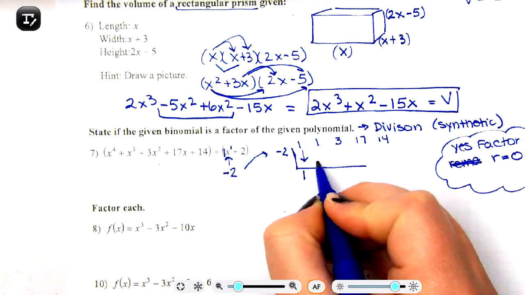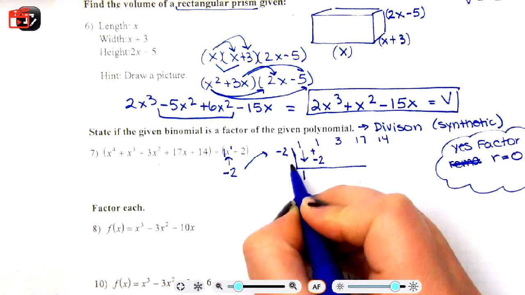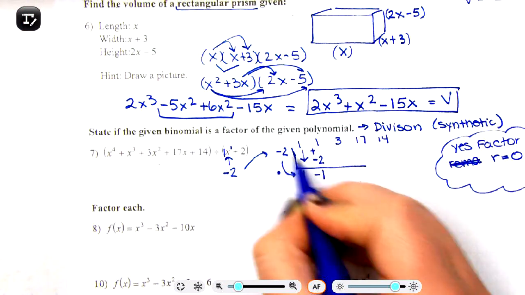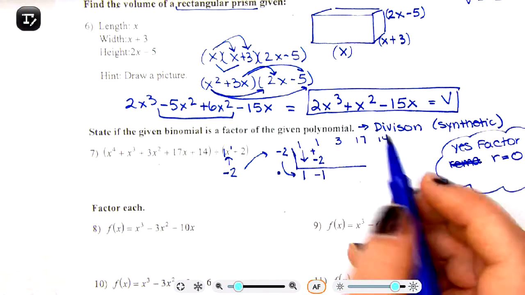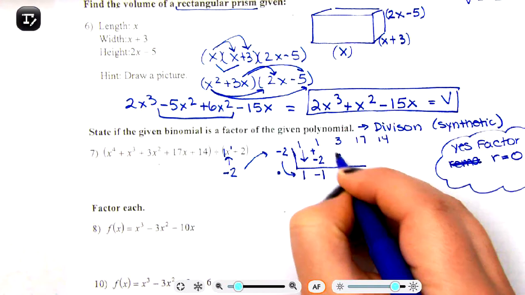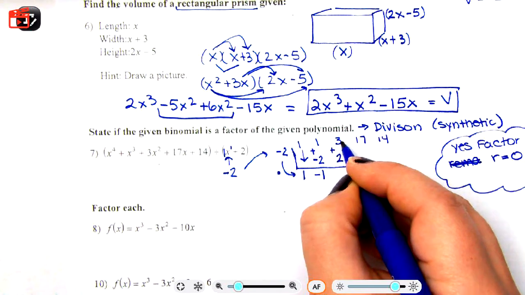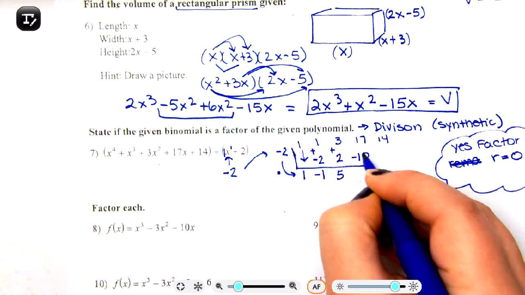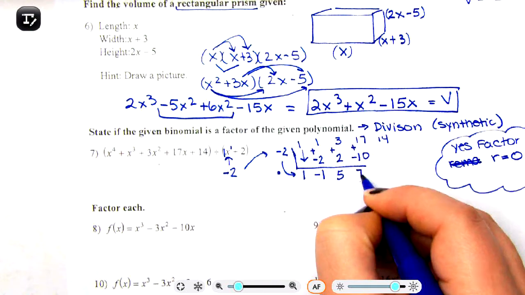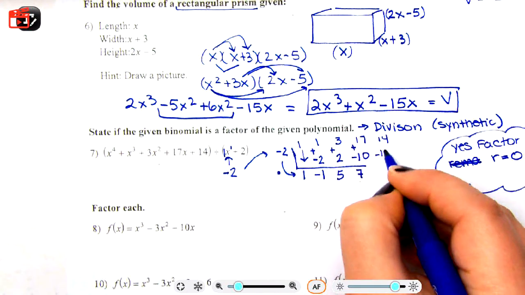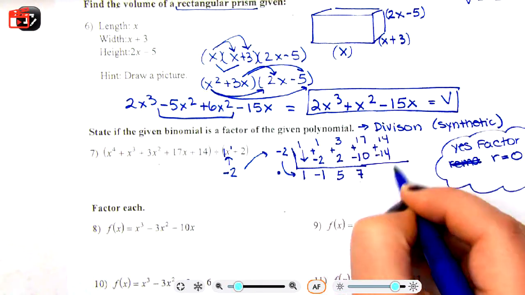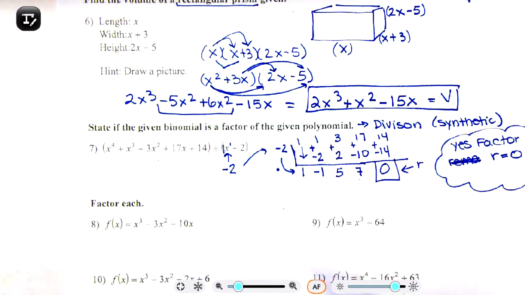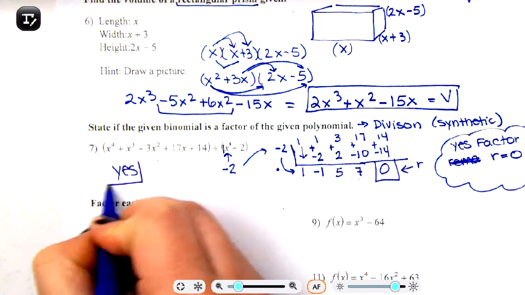Negative 2 times 1 is negative 2. We're going to add them inside and multiply outside. This is right here, negative 1. Negative 2 minus 1, negative 2 times negative 1 is just 2. I'm going to add them together. 3 plus 2 is 5. Multiply, that's negative 10. This here is just 7. This right here is negative 14. And add them together, we get 0. So the remainder is in fact 0, so the answer is yes. Yes, it is a factor indeed.